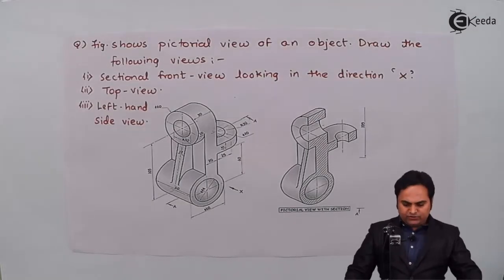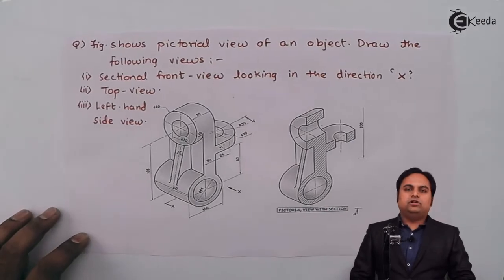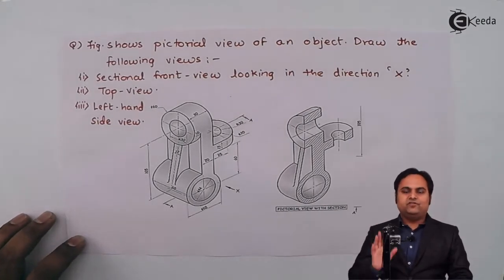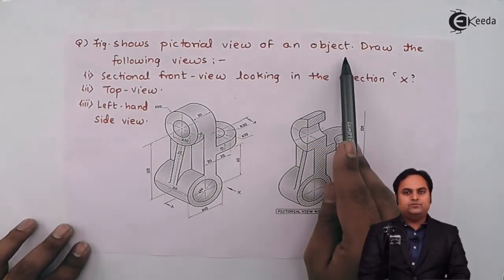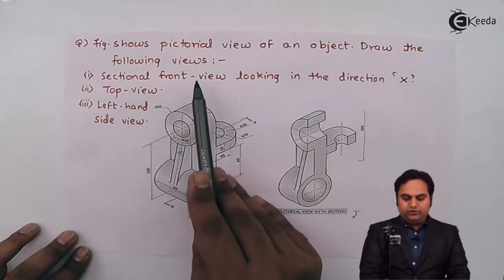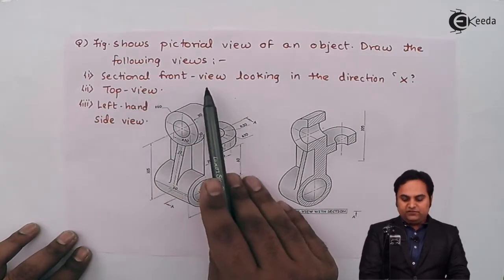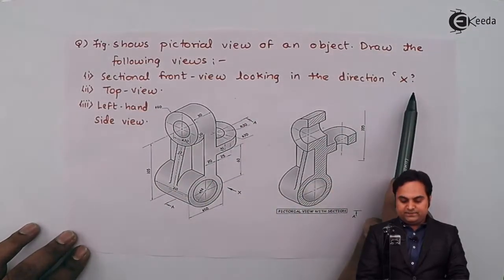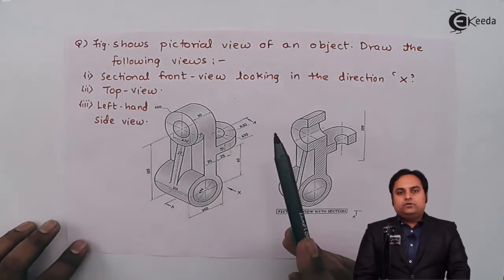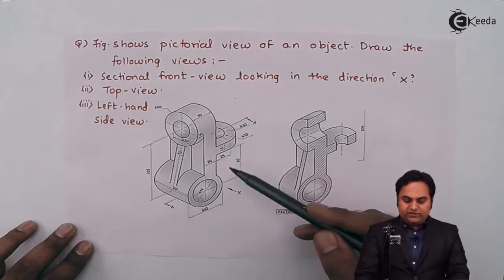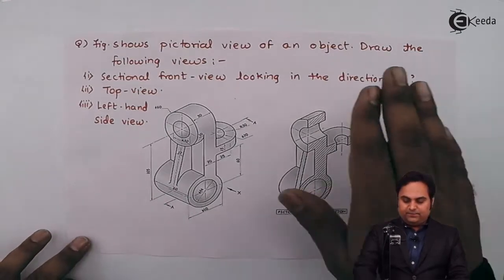In this video, we are going to see a problem on sectional orthographic projections. For that, here we have a question. Given that the figure shows a pictorial view of an object, draw the following views: sectional front view looking in the direction X, top view, and left hand side view. So here this question is given in front of us, and this sectioning part we are going to see later on.